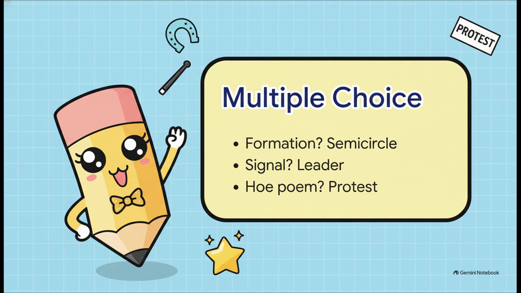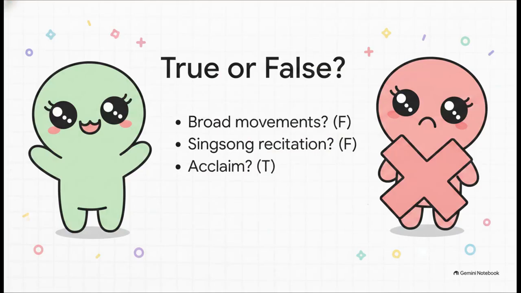Okay, let's test your knowledge with some rapid-fire multiple choice. Shout out the answer to your screen if you know it. What's the best formation for a speech choir? Wedge or semicircle? Semicircle. Who signals when different members speak? That would be the chorus leader. In Sea Fever, what does the poet ask for to steer by? A tall ship and a star. And finally, The Man with the Hoe is a poem of what? Social protest.